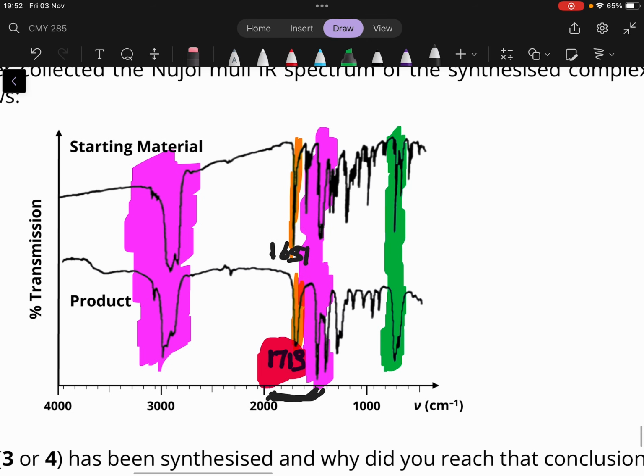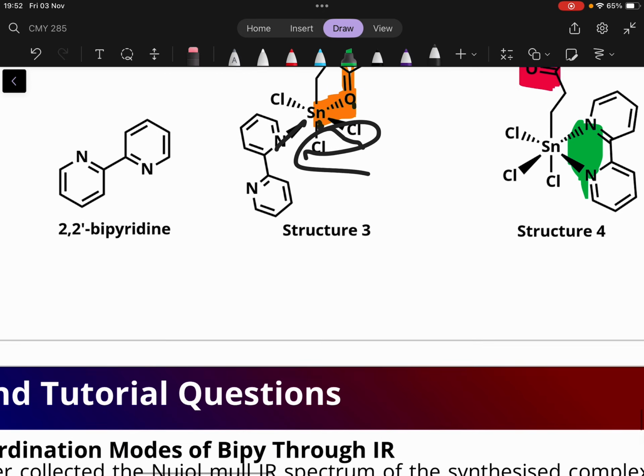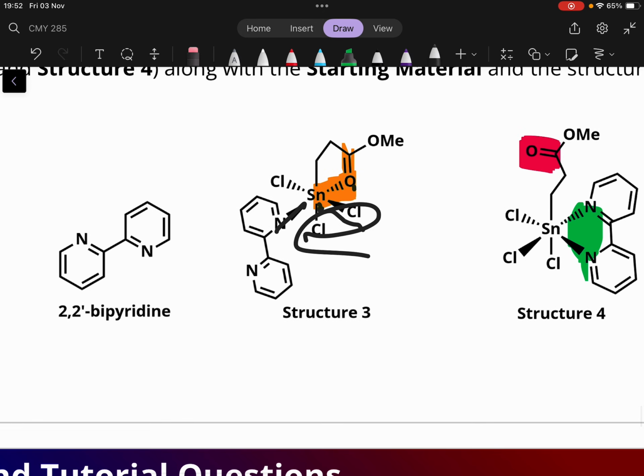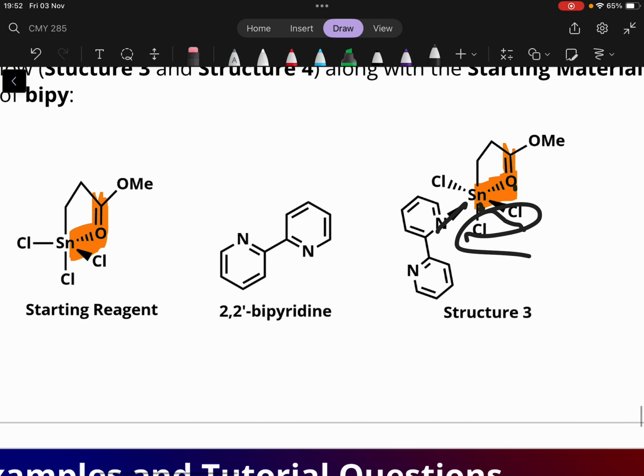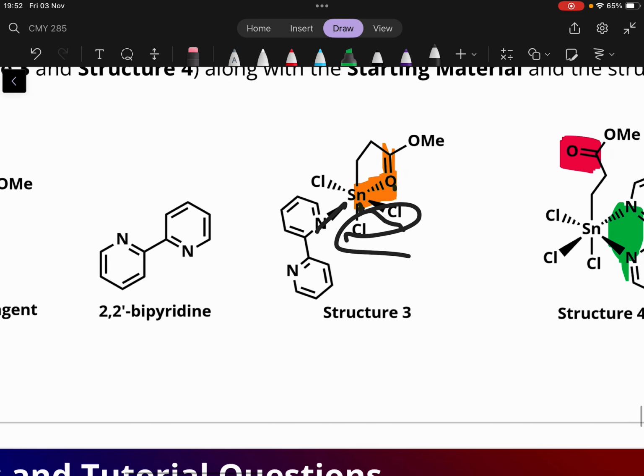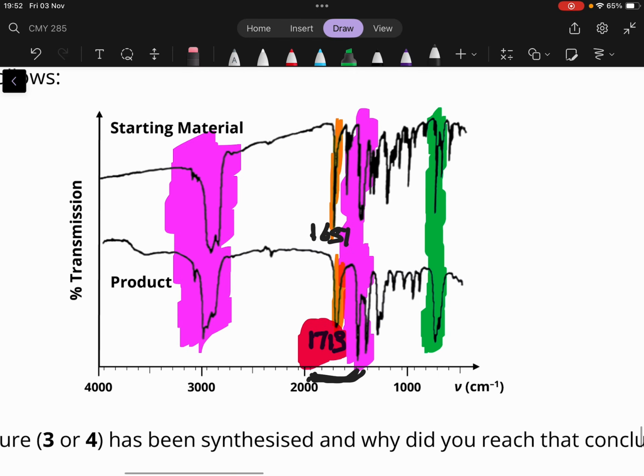The better one is to see what is the shift in the carbonyl from the reagent to the product. If there was no shift, then we would have had structure 3. Since there was a shift, we know there's structure 4. Okay, so that's how you can use your knowledge to know what a structure looks like ultimately. Okay, thank you for watching.